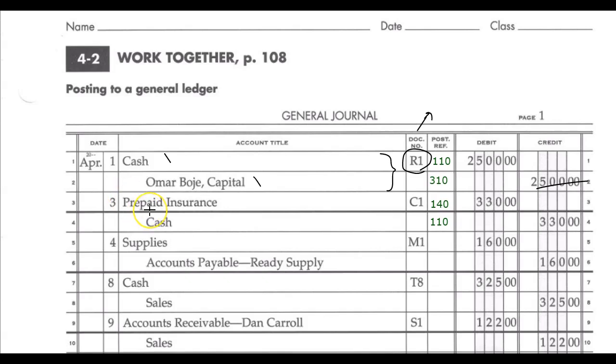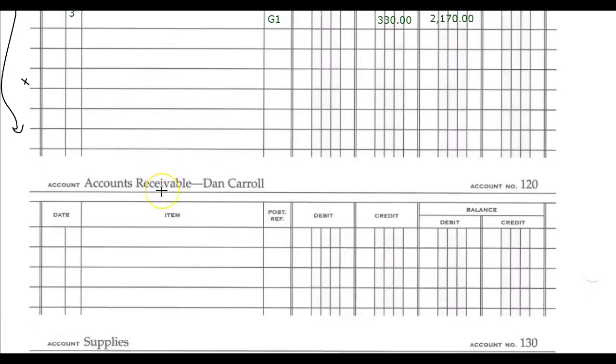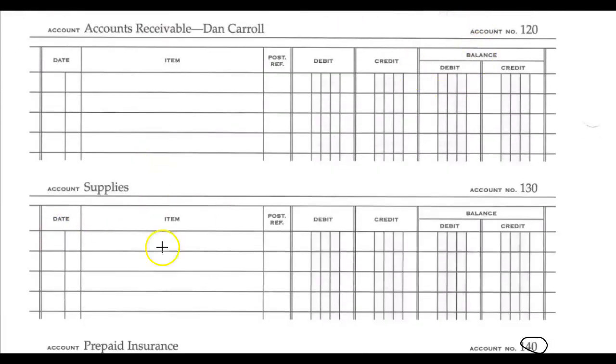All right, let's do one more because I don't want these videos to be too long. Let's look at the next account. Oh, on April 4th, supplies. We must have purchased supplies for $160. We didn't pay cash for them. It's an accounts payable. So let's go ahead and post this to the ledger. So we find the supplies account. Supplies. We insert the date, April 4th. It is still on General Journal page 1.